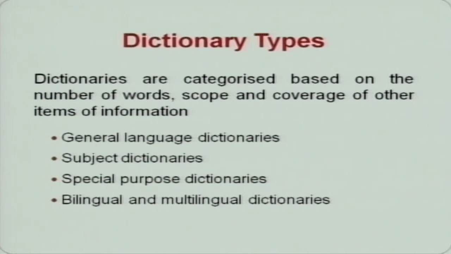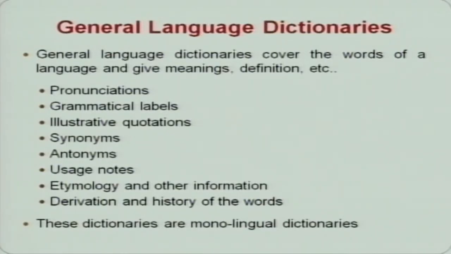Now we will see with examples what kind of information each type of dictionary provides. When we see general language dictionaries, they cover the words of a language and give meaning and definition also. Like I said earlier, they provide all that information like pronunciations, grammatical labels, synonyms, antonyms, derivation or history of words and so on. These dictionaries are mostly monolingual dictionaries. Monolingual means, if it is an English language dictionary, then it will give the meaning of a word in English only, and whatever data they give will be in English only.